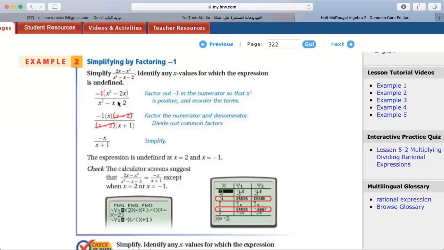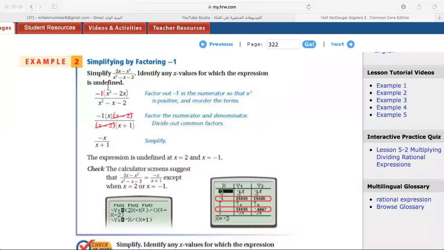Then I'm going to take out x as a common factor from x squared minus 2x. So I will take x from here and x from here. So x squared is x and x. So I will take x here as a common factor, and I will take x from the 2x as a common factor. So left for me x here and -2 here.